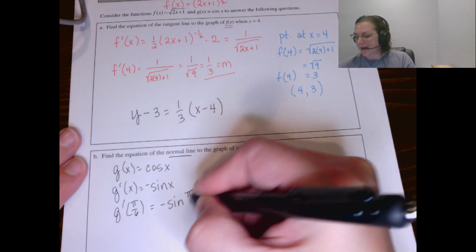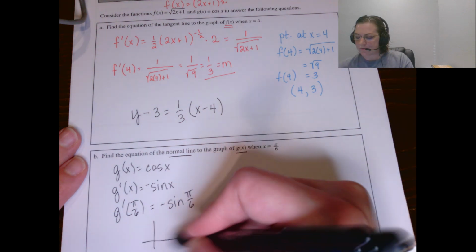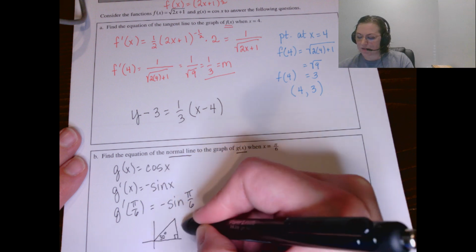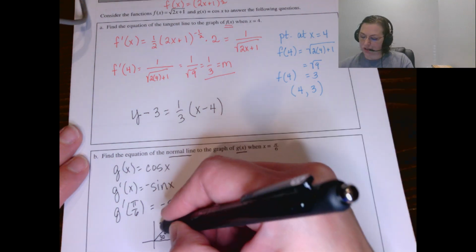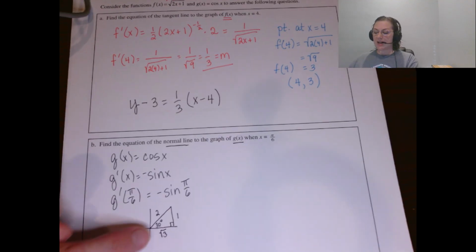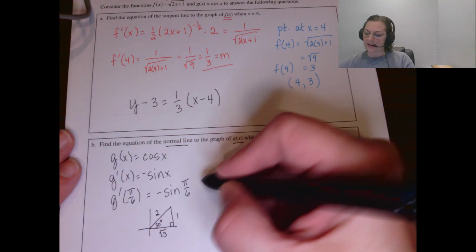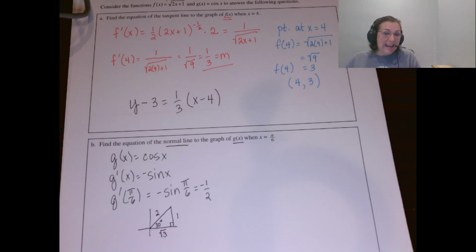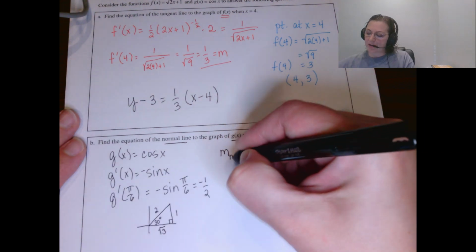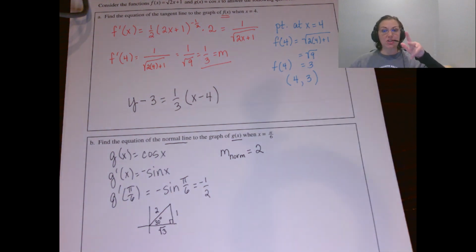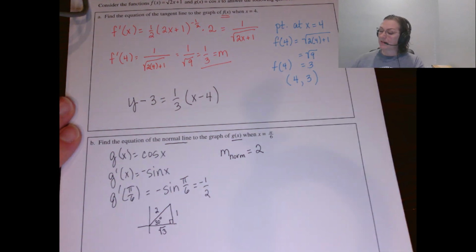Now remember, pi over 6 is a 30-degree triangle. So if you need to draw it, that's all good. Across from the 30 is the 1. The hypotenuse is 2. And the long side is square root of 3. So you can see that the sine is opposite over hypotenuse, and I get negative 1/2. This is the slope of my tangent line. It is not the slope of my normal line. The slope of my normal line would be 2. Remember, I flip it and change the sign. So I've got my slope.